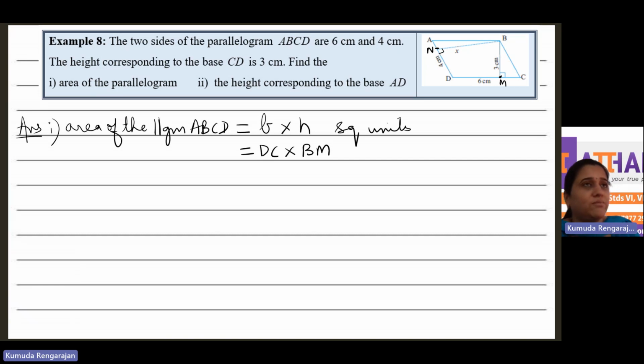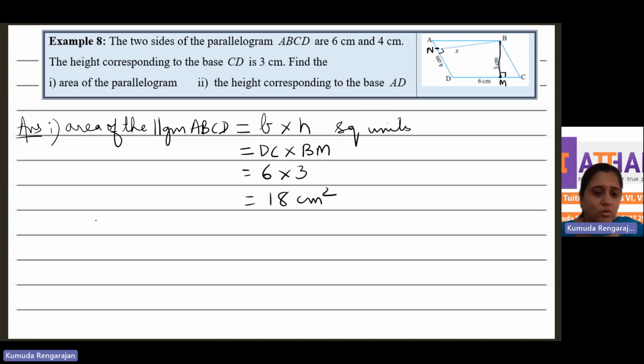Now, if you take DC as the base, you should take the corresponding altitude. That means that line segment which lands on DC and which is making 90 degrees with DC. So BM is the line segment. Look at the board there. BM is the line segment that is landing on DC and also making 90 degrees with DC. So you should take that as the altitude. BM is the altitude. So that is equal to 6 into 3, which is 18 centimeters square.